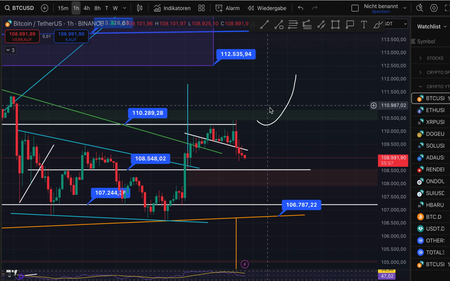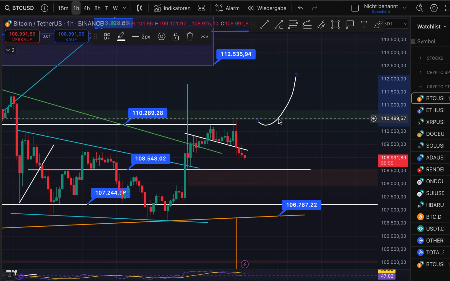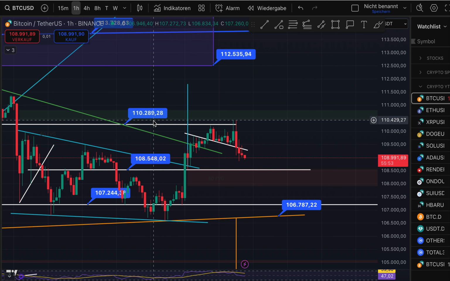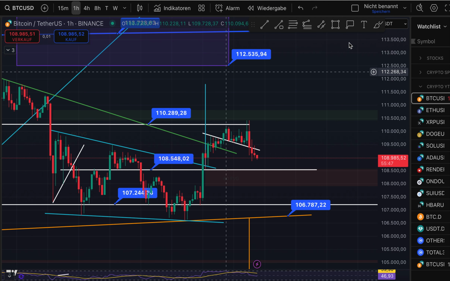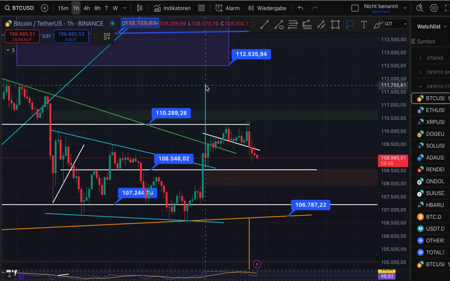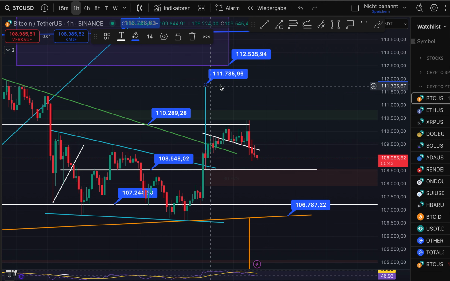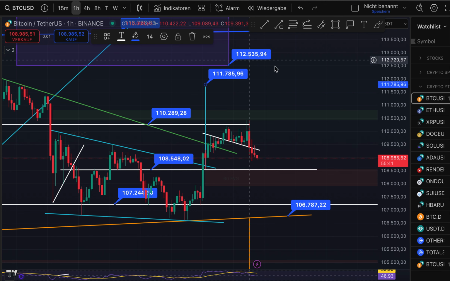The target is 111,800 US dollars. But for that, we have to break the 110,290 US dollars to the upside. Afterwards, I think we can go into the 111,800 US dollars. I will put you here a price mark. And afterwards, the push to 112,500 US dollars.